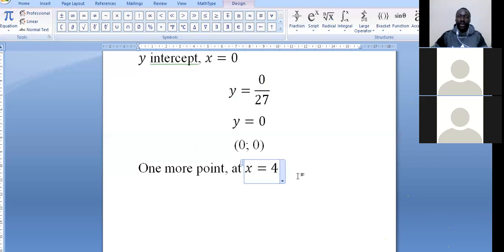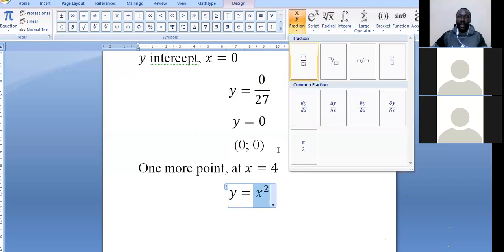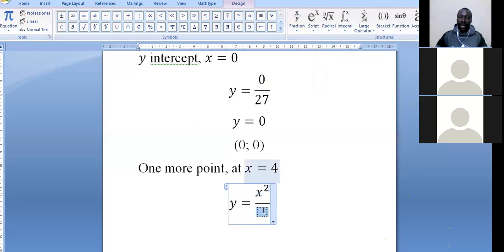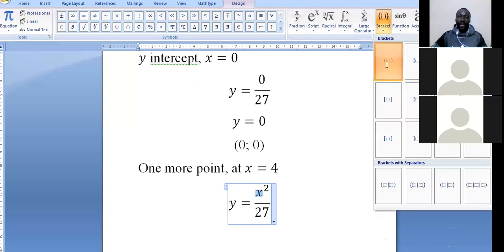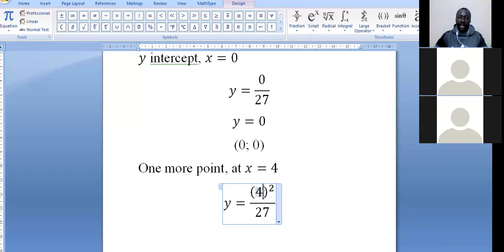So what's the value of y going to be? Well, the value of y is going to be x squared, which is 4 squared, divided by 27. What we are doing here is choosing one more point so that we have a better idea of what other points the function will pass through. So now we are substituting 4 for x, and when we do that, what we get is 16 divided by 27.